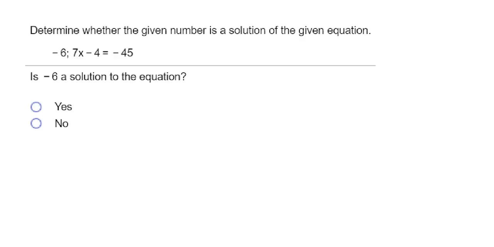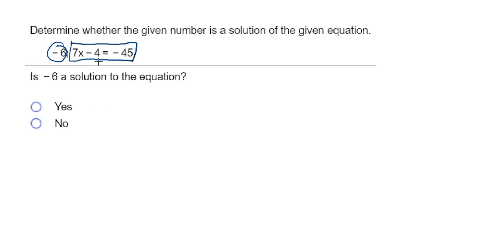All right, so let's look at this example from the homework. Determine whether the given number is a solution of the given equation. So the number we're being given here is the number -6. Okay, here we go, -6. And the equation we're being given is 7x minus 4 equals -45.